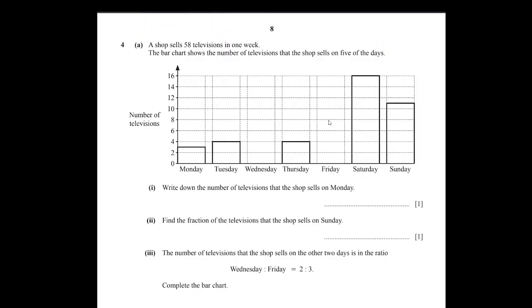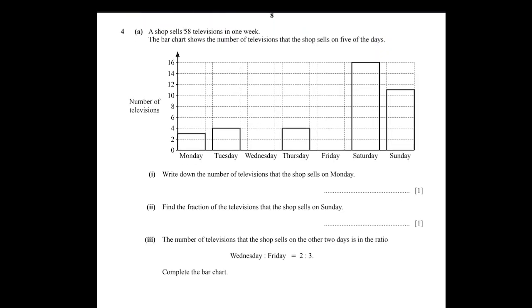Question number 4. A shop sells 58 televisions in 1 week. The bar chart shows the number of televisions that the shop sells on 5 of the days. So this is the bar chart, number of televisions on vertical axis and days of the week on the horizontal axis. Now seeing this bar chart, we need to find the answers to the questions here.